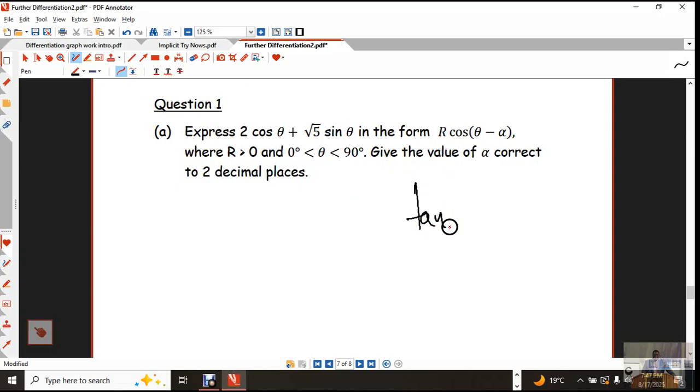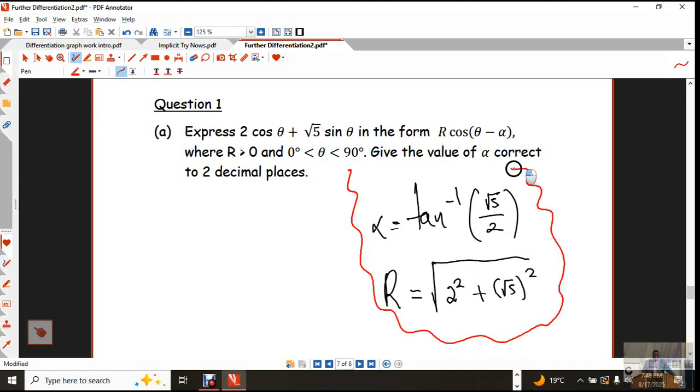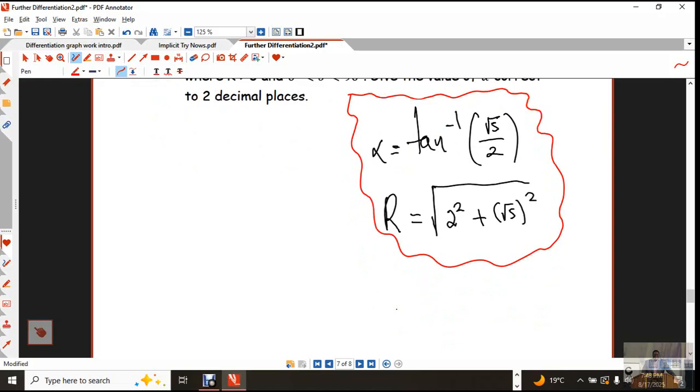So we remember for alpha, we had the value of root 5 over 2. So basically you can do this if you want. And then you can also find r as the square root of 2 squared plus the square root of 5 squared, from what we had before. So this is something that you can calculate once you know it from before. But let's just work it out and see how one can express that in that form.